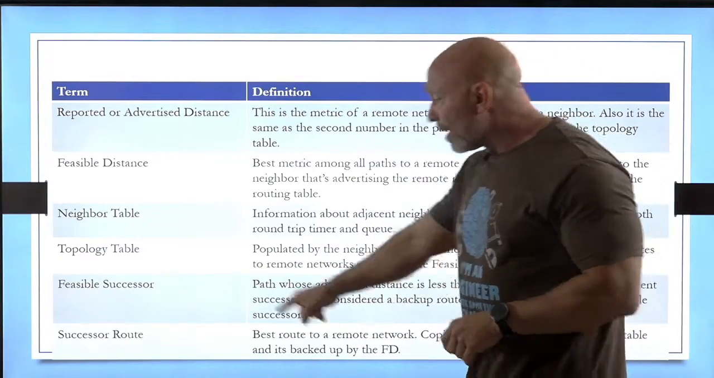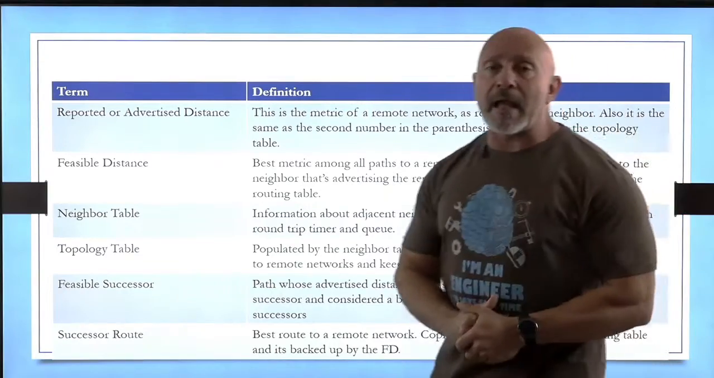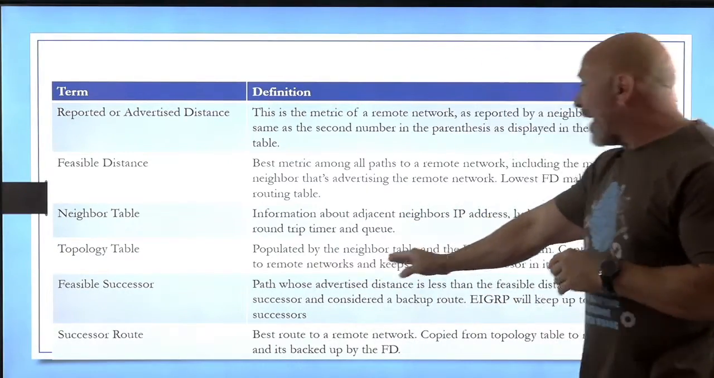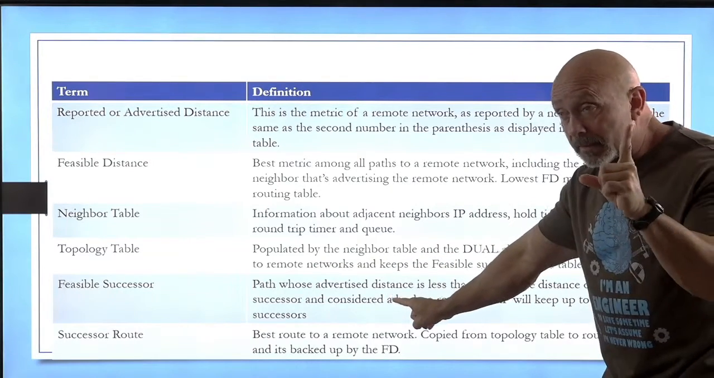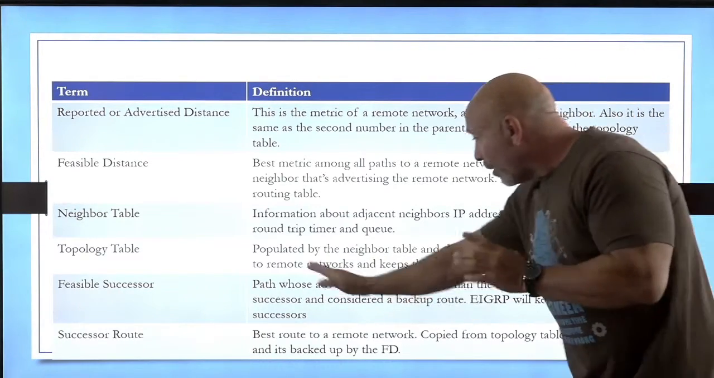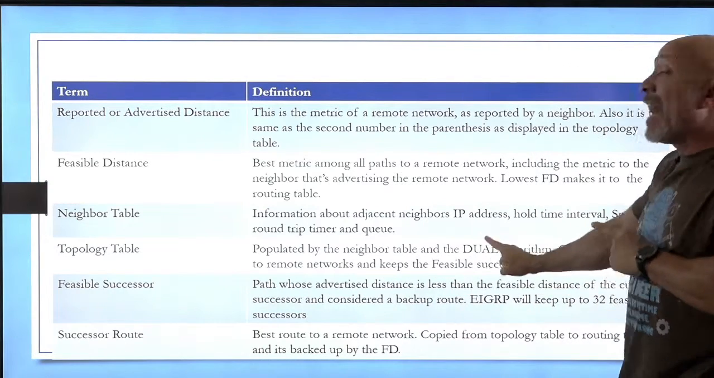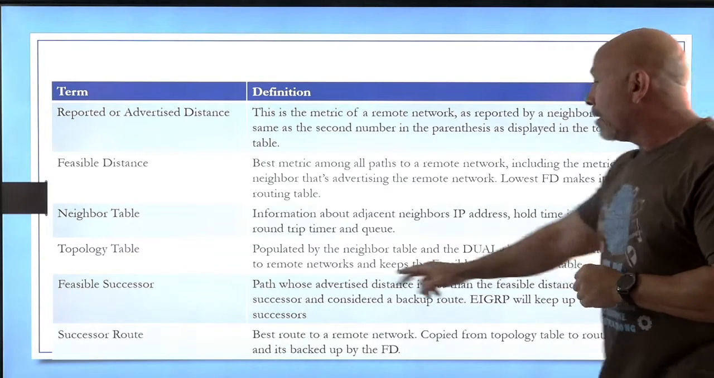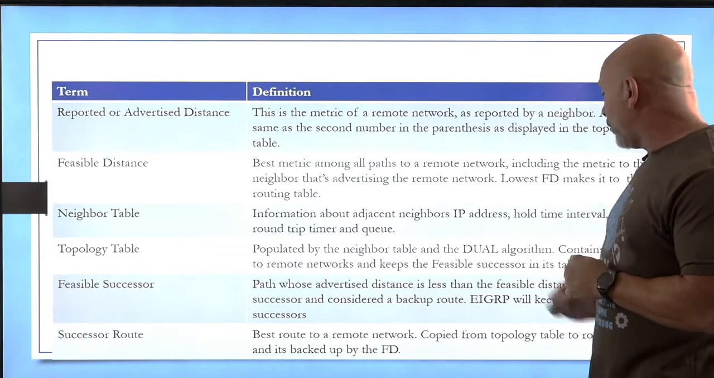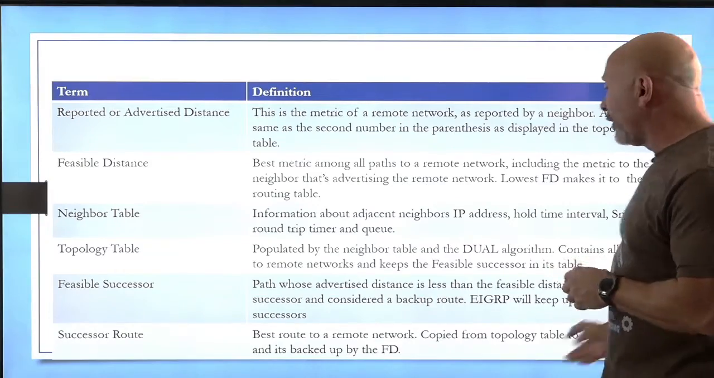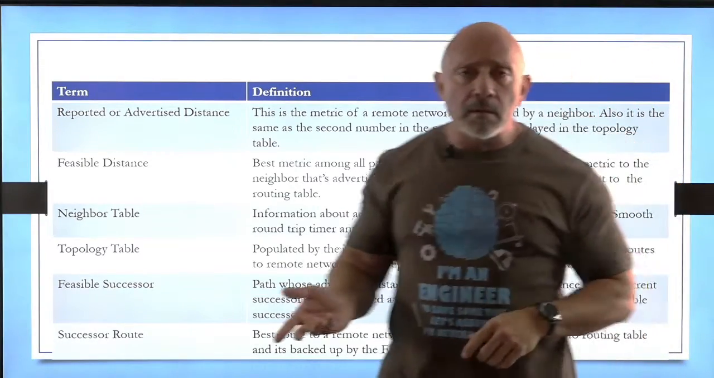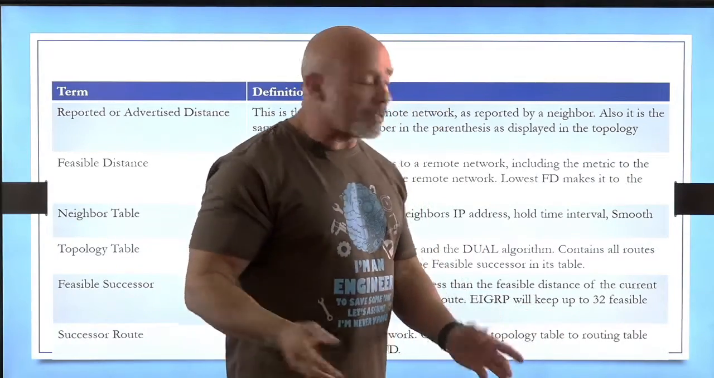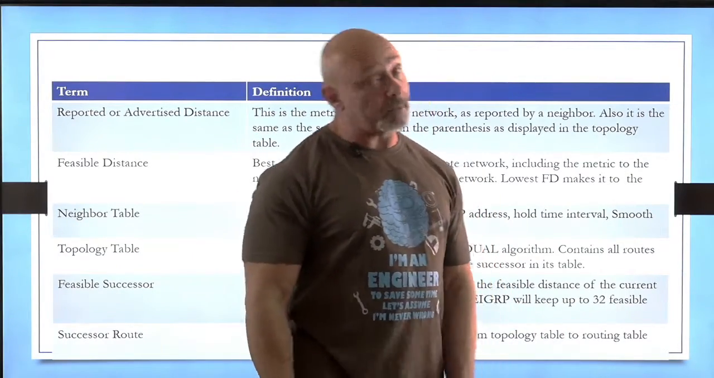All right, the feasible successor, that's the guy who came in second place. Now, I'm going to read this verbatim, because this could be a question. Path whose advertised distance is less than the feasible distance of the current successor and considered a backup route. EIGRP can keep up to 32 feasible successors and probably more. It can hold a lot more now with the newer IOSs, but hey, 32 feasible successors, I think that's quite a bit.